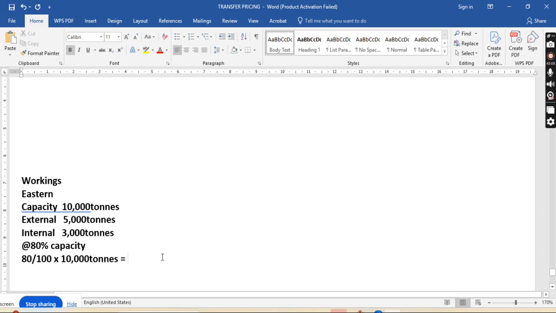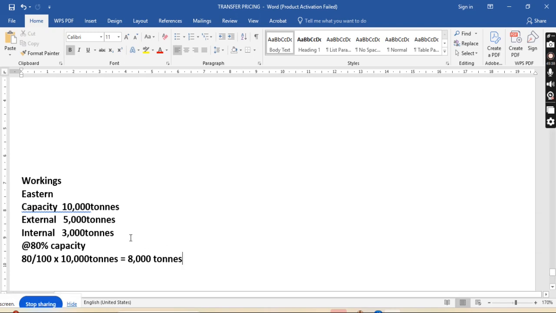What do you have? 8,000. Yes, 8,000 tons. And this is their 80% based on the 80% capacity. They will produce 8,000 tons. They will make materials of 8,000.